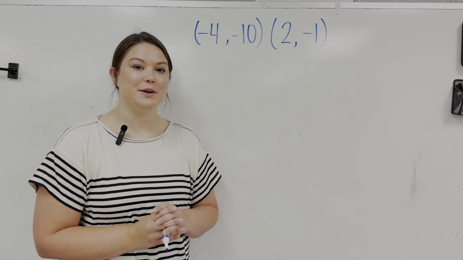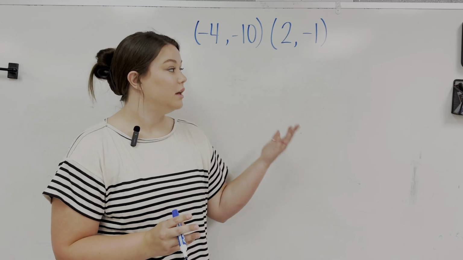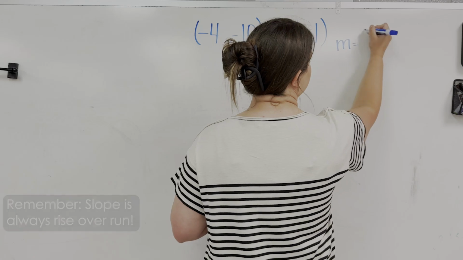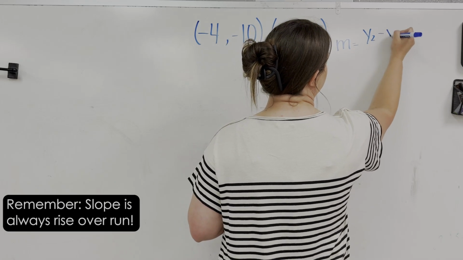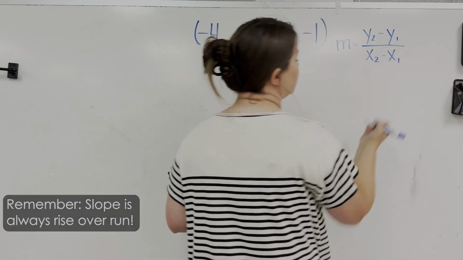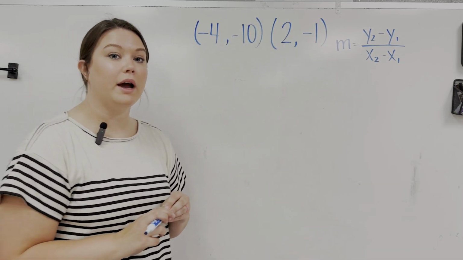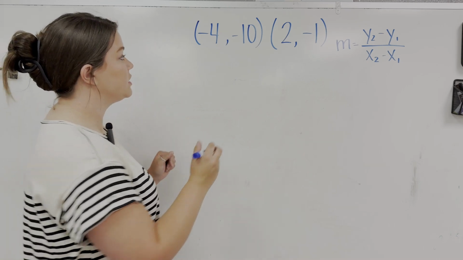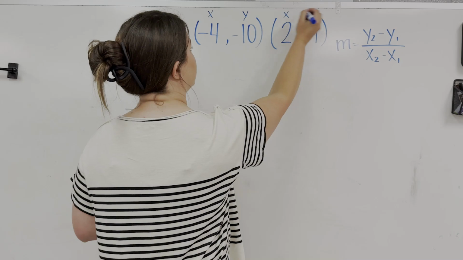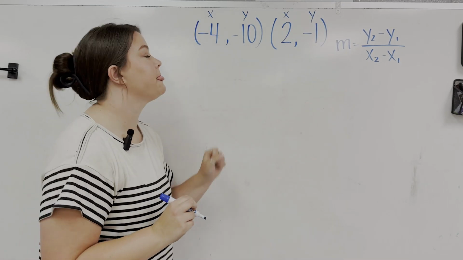So in order to find slope from two ordered pairs, we first need to use our slope formula. We know our slope formula is m equals y2 minus y1 over x2 minus x1. This will give us rise over run. So we need to label our ordered pairs. I always like to go ahead and label them as x and y first. That helps me remember that x comes first, y comes second.